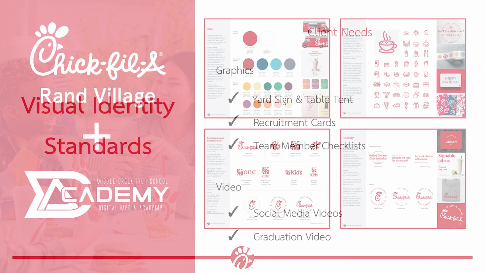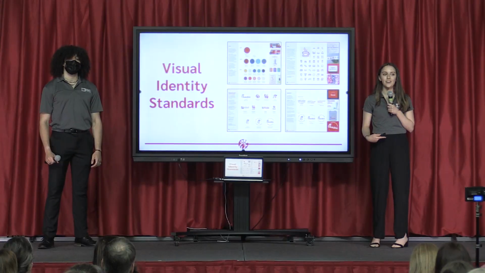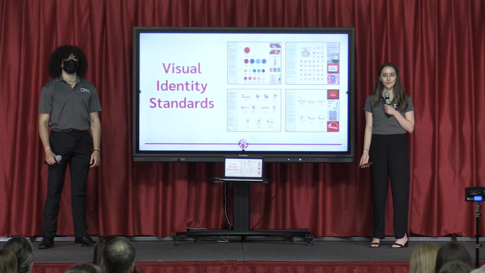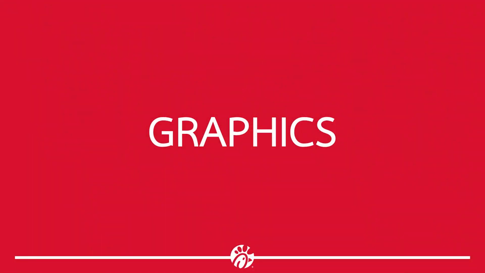Our client provided us with the official branding for Chick-fil-A, known as their visual identity standards. This list gave us the important information we needed to keep our designs brand conscious in the way of fonts, icons, colors, and logos. We divided into teams and began to ideate and design. At this time, I'd like to turn it over to the graphics teams.